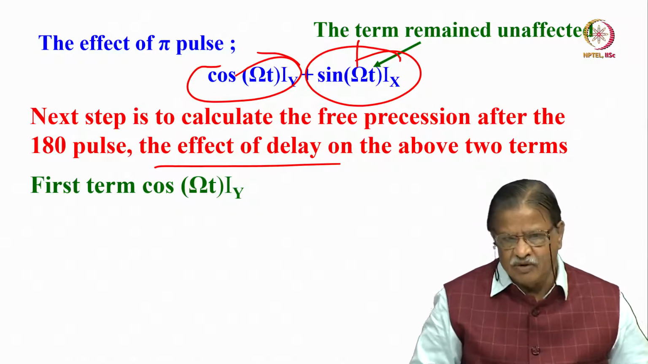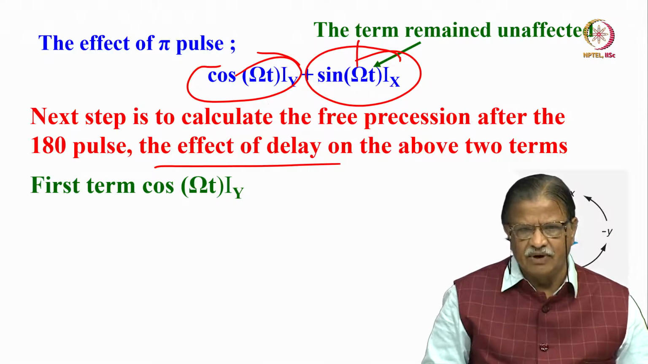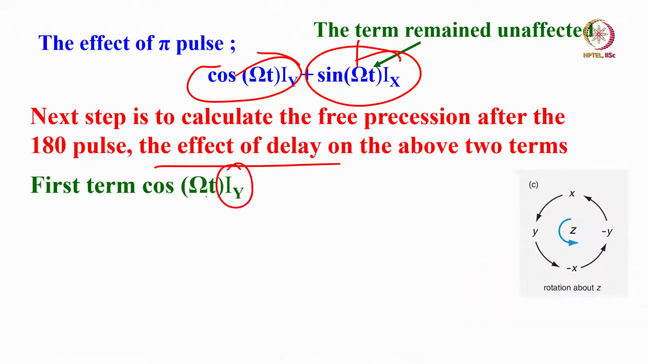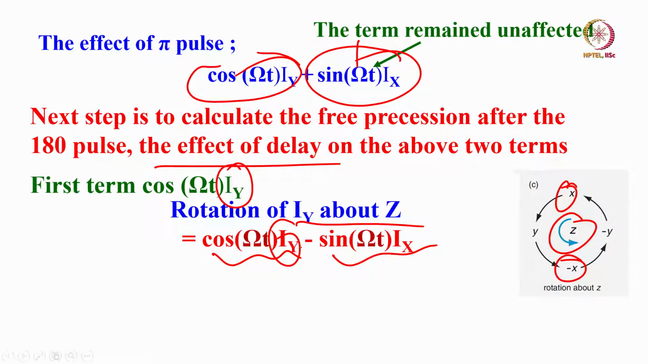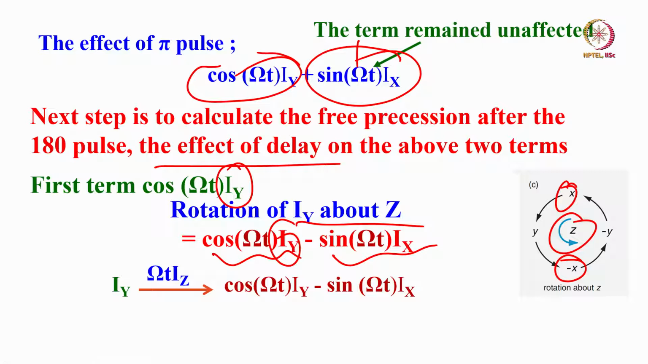First term will take cosine omega t into Iy. Again that means Iy is rotating about the z axis. Rotation of Iy about z axis, you write cosine omega t into Iy minus sin omega t into Ix, using this formula. Cosine of the original operator Iy and sin omega t of Ix. Ix when rotated about z axis goes to minus x, so it will become minus sin omega t Ix. Okay. So this is what we are going to get.